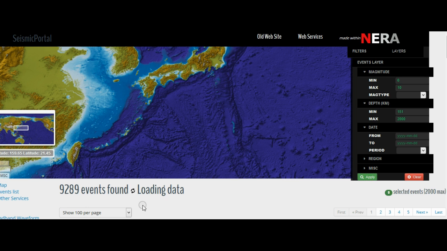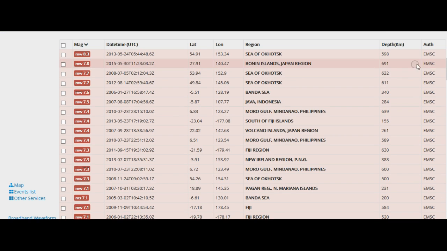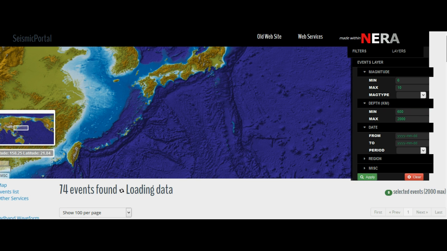So now let's get rid of all those smaller ones. Let's just go magnitude 6 and greater, and that drops down. Now there's 188. And again, obviously still second highest magnitude, and then the depth.